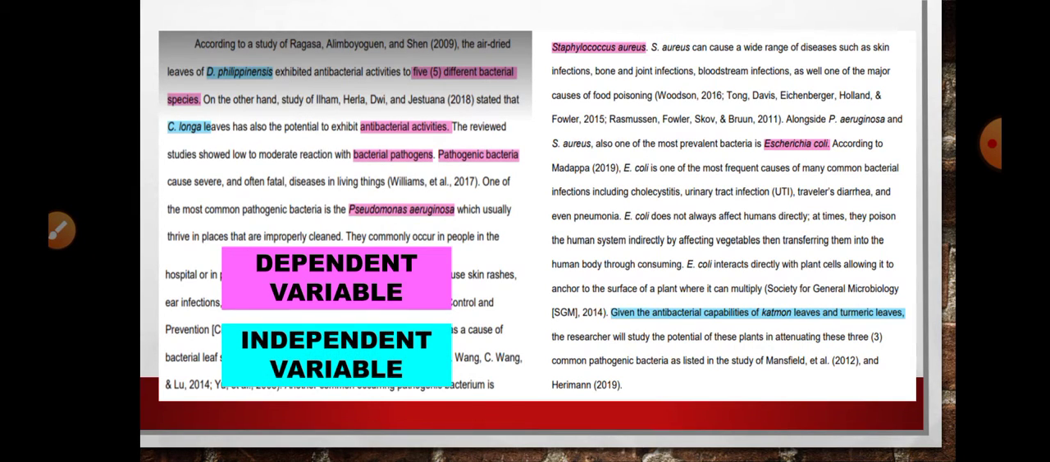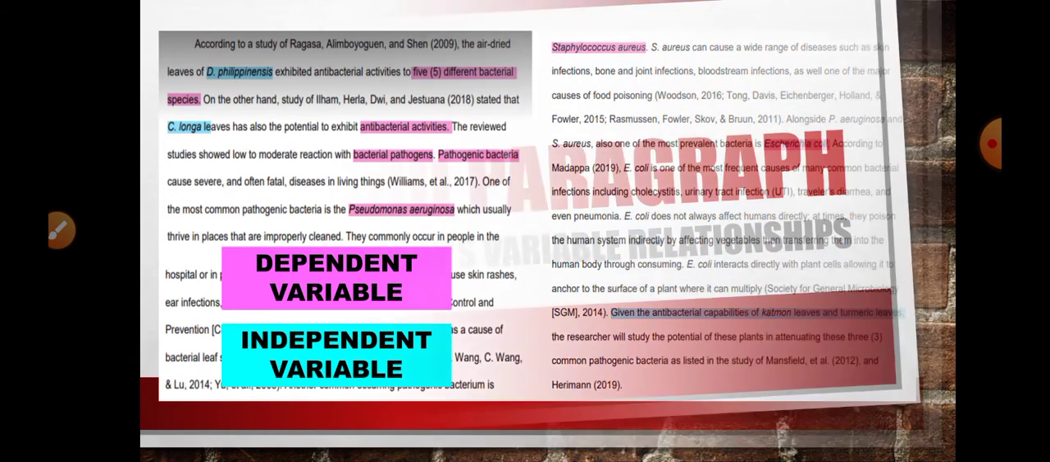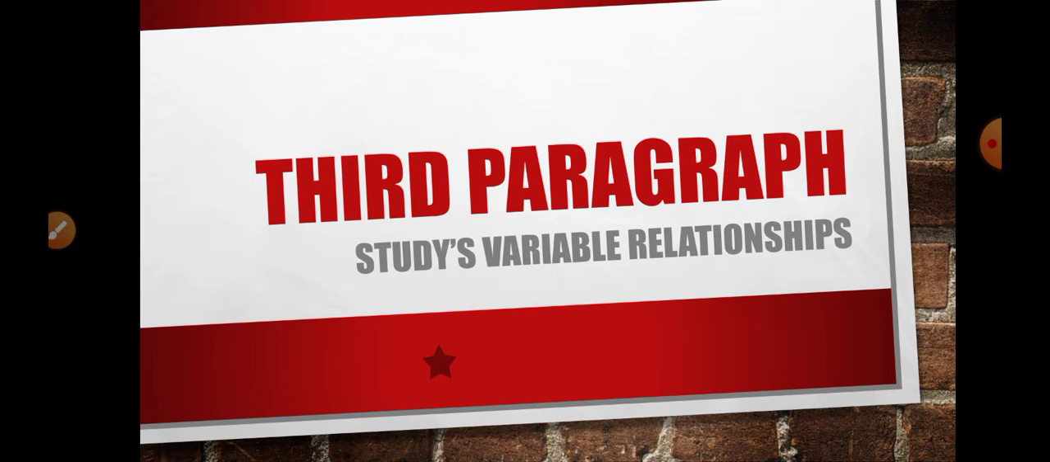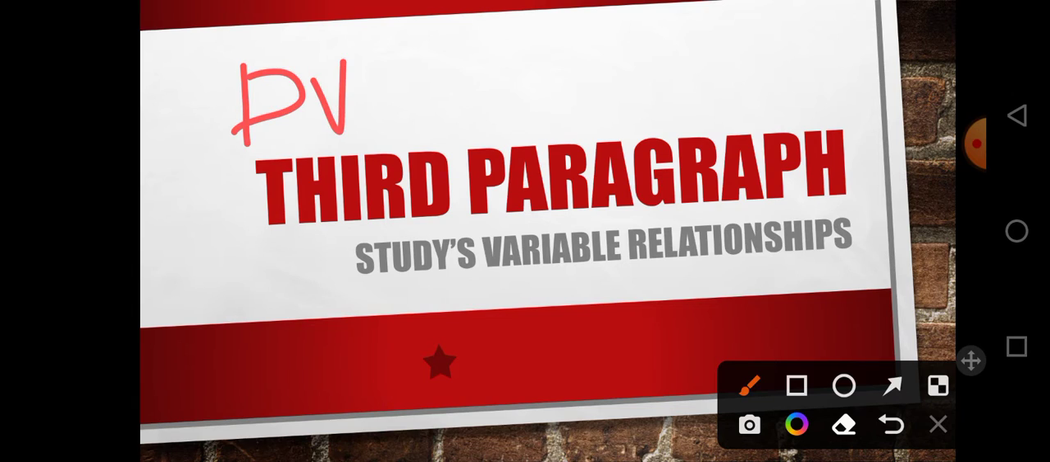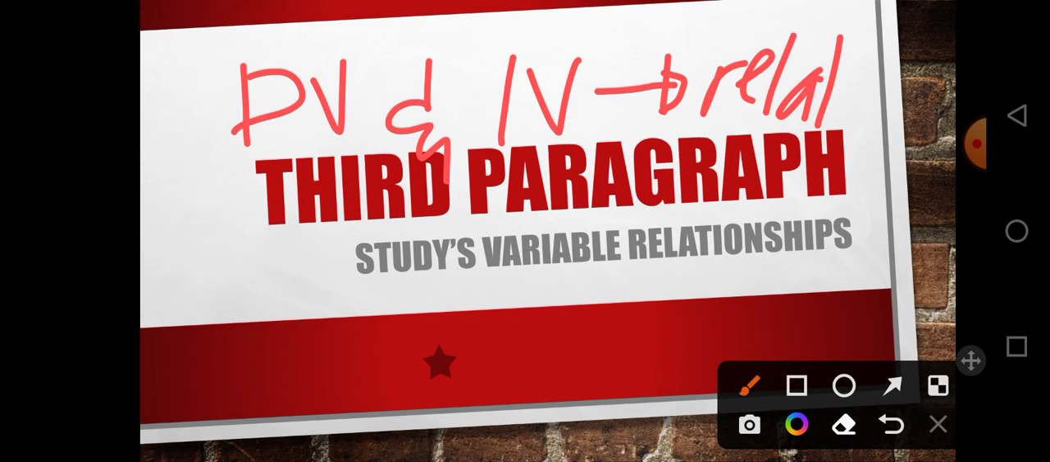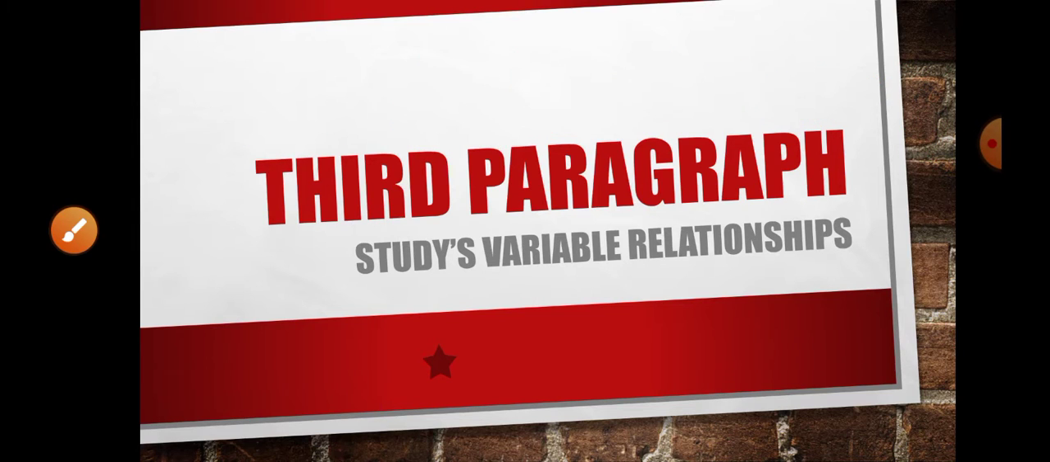Given this idea, class, what can we say about the third paragraph? The third paragraph of the background of the study discusses the study's variable relationships. We discuss how the dependent variable and the independent variable are related to one another. What is the relationship between the IV and the DV? Now let's discuss the guidelines on how to write the third paragraph.